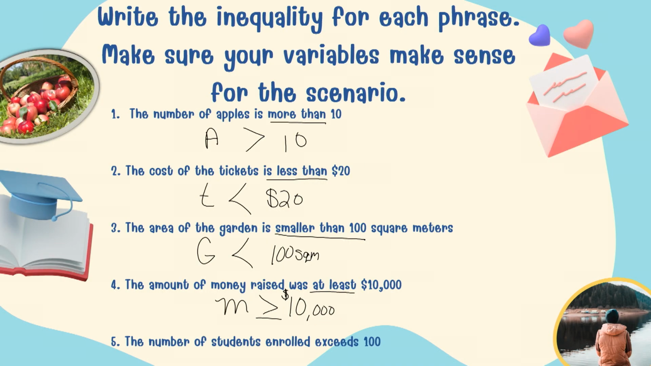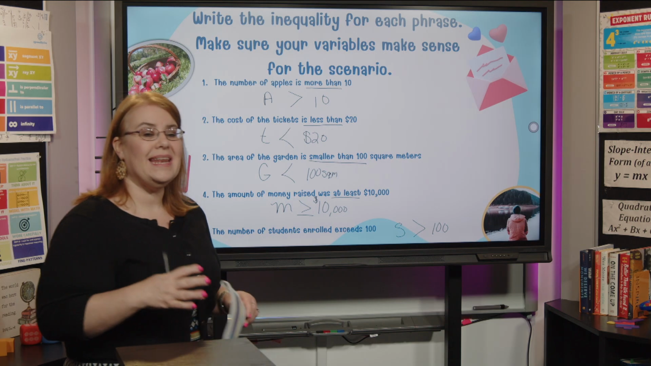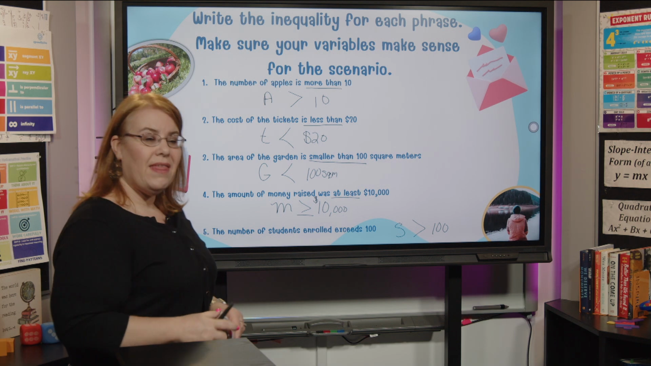The number of students enrolled exceeds 100. So I've got students, and I've got 100, and the enrollment is going to be bigger because it exceeds 100. That was a good job.